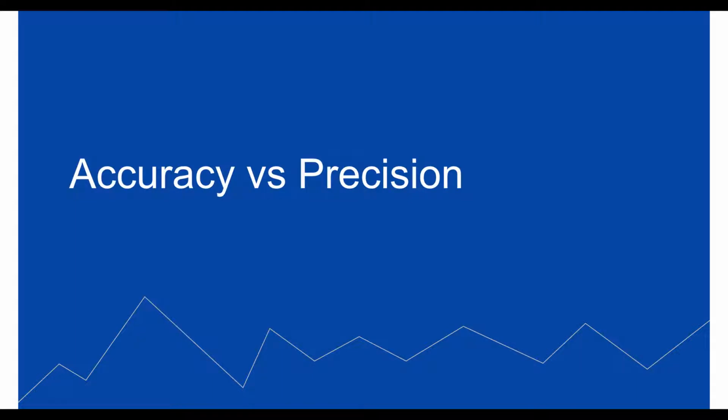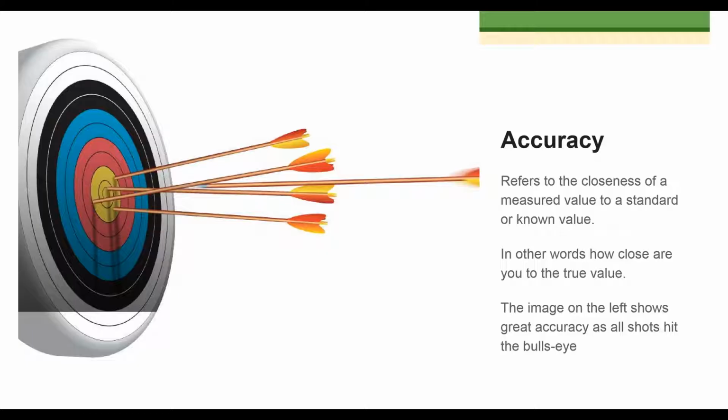So the next one I'm going to talk about is accuracy and precision. Now we can use these words to describe our data or even our estimates that we just talked about to see how accurate and precise they are. So let's talk about what those two things are.